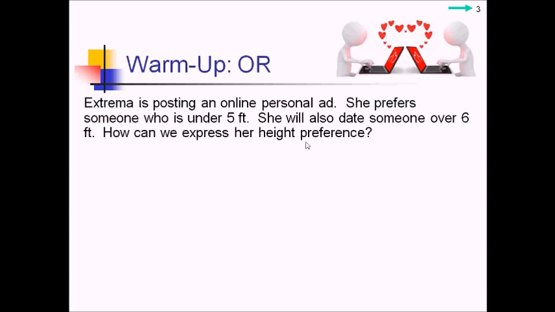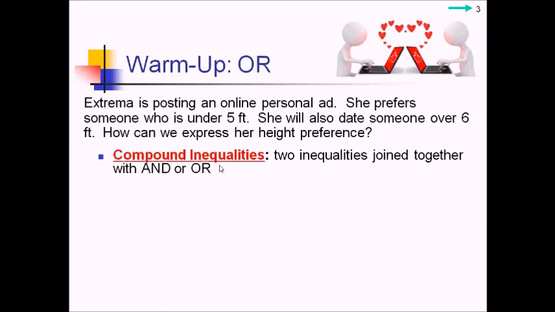Now, you might have noticed this is a little bit tricky to do with single inequalities because under 5 feet, that's kind of like going left on a number line, and over 6 feet, well, that's kind of like going right on a number line. We're going in two different directions here. How can we do that with one inequality? The answer is we can't. We need something called compound inequalities.